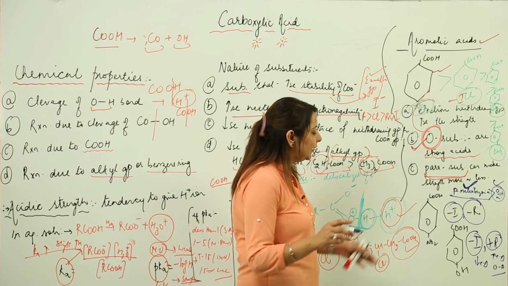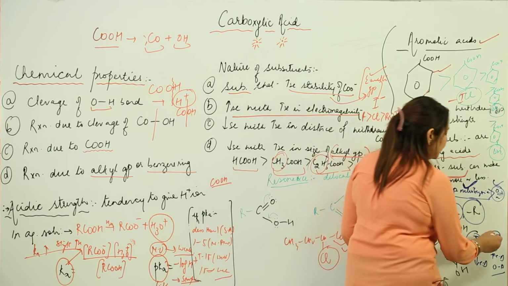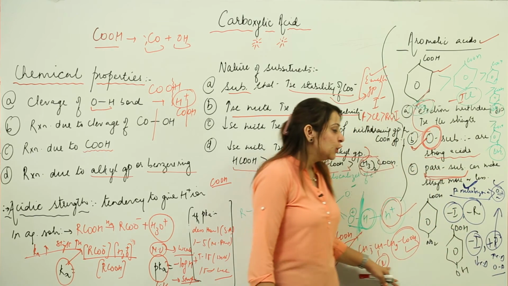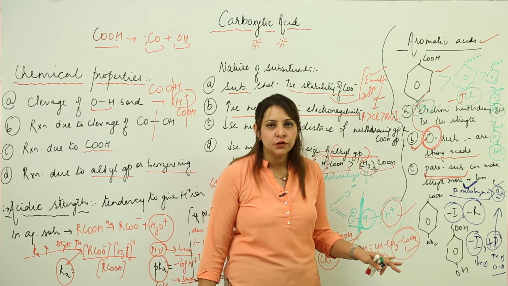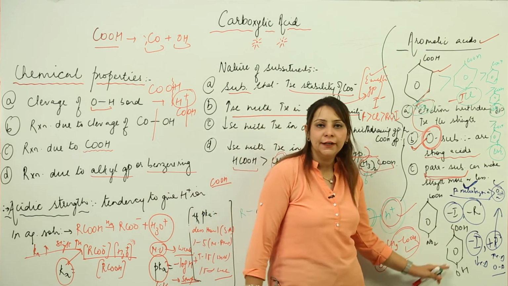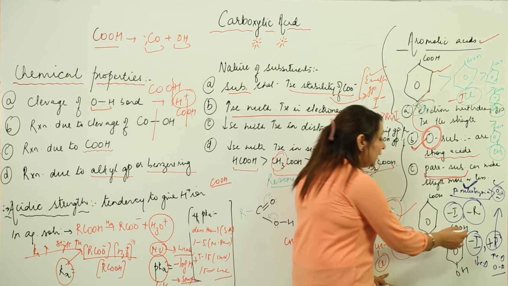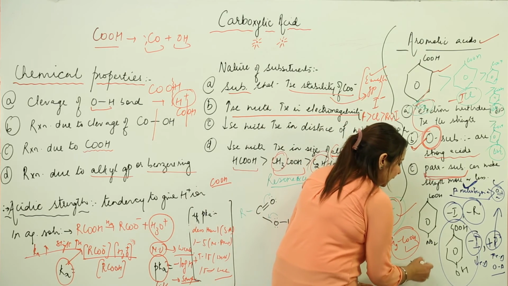If we compare the magnitude of minus I and plus R effect, we see that the magnitude of plus R is much higher. So it is going to increase the electron density at ortho and para positions, due to which the ortho and para substituted carboxylic acids are going to be weak. Their strength will be weak as compared to the meta substituted.